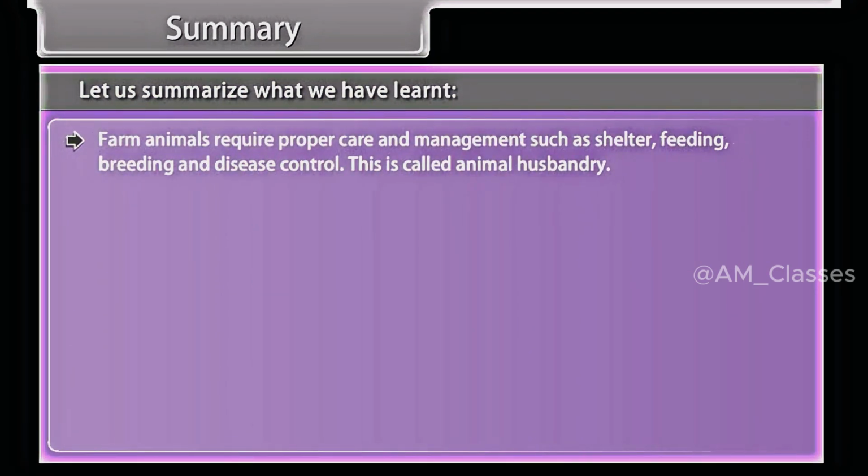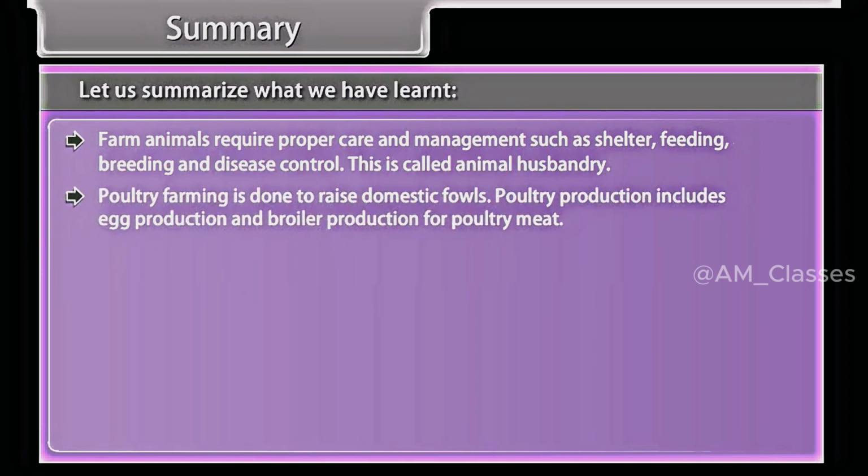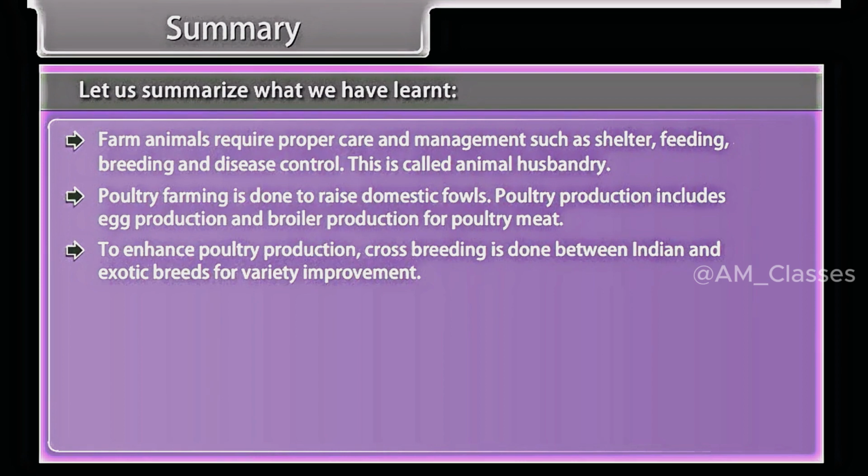Farm animals require proper care and management such as shelter, feeding, breeding, and disease control. This is called animal husbandry. Poultry farming is done to raise domestic fowl. Poultry production includes egg production and broiler production for poultry meat. To enhance poultry production, crossbreeding is done between Indian and exotic breeds for variety improvement.